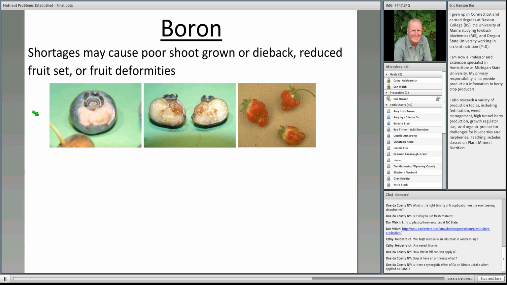So these blueberry pictures were supplied by a colleague in Italy, where they were working with an Elliott site, and it was extremely low in leaf boron levels, down to 8 to 10 parts per million. They had these lesions developing on some of the fruit, these corky lesions, and those were corrected by boron applications.